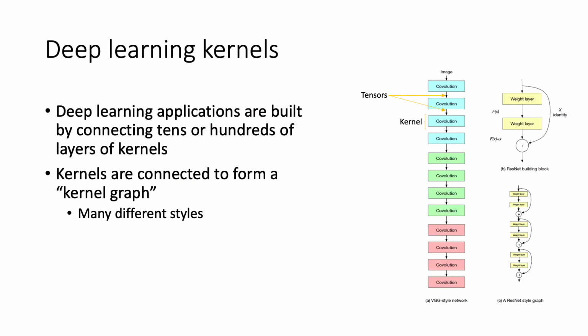To get a little more detail on what we're doing, there are deep learning kernel graphs, basically a series of convolution operators, aggregation, min-max, thresholding, and deep learning applications are built from connecting tens or hundreds of these layers of kernels together. There are a number of different styles. I've got a VGG style shown on the left and a ResNet style shown on the right. Tensors pass through this, and so there's a lot of computation that happens in each layer of the deep learning kernel graph.